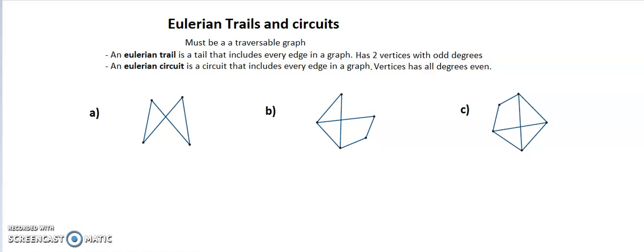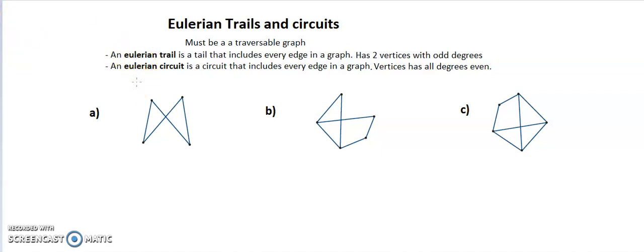So we are looking at Eulerian trails and circuits. Now, to have a Eulerian trail and circuit, it must be a traversable graph. And we talked about a traversable graph is a trail that includes every single edge. So we've got three examples here, and we are going to be looking at them.